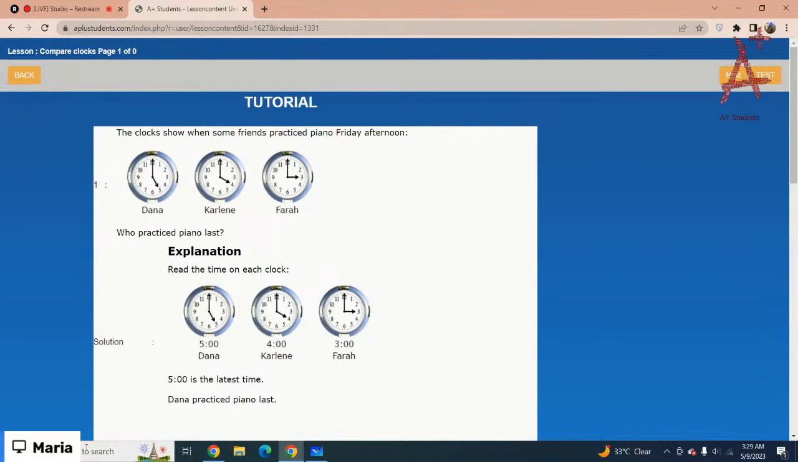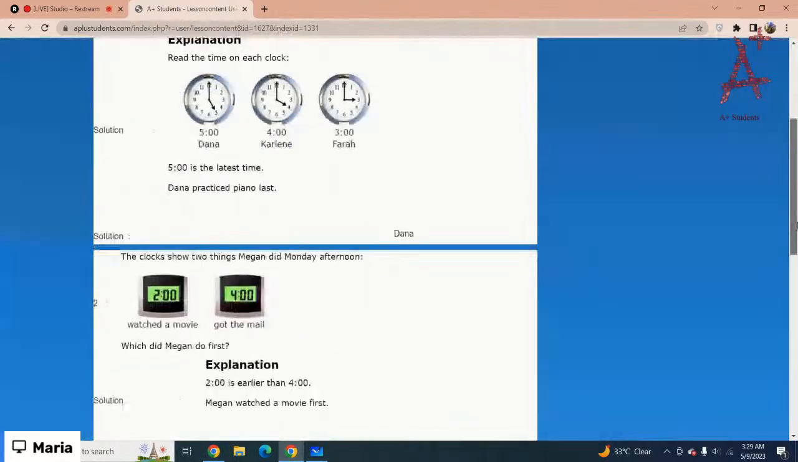Okay, the next one is you can see 3, 4, and 5. So the last time, the latest time, would be 5. So it would be 5.